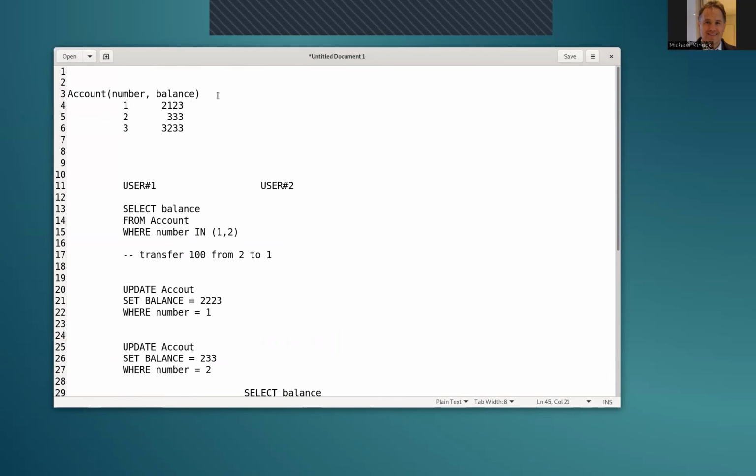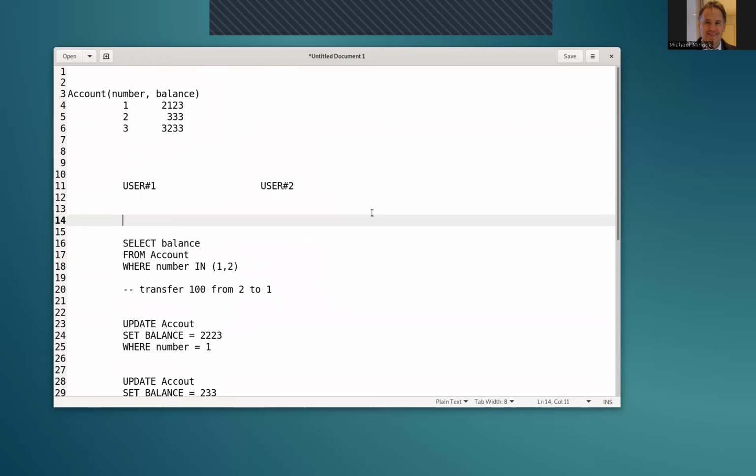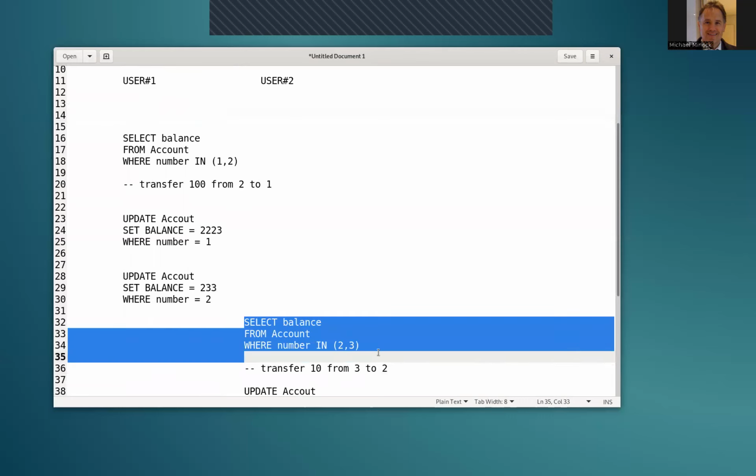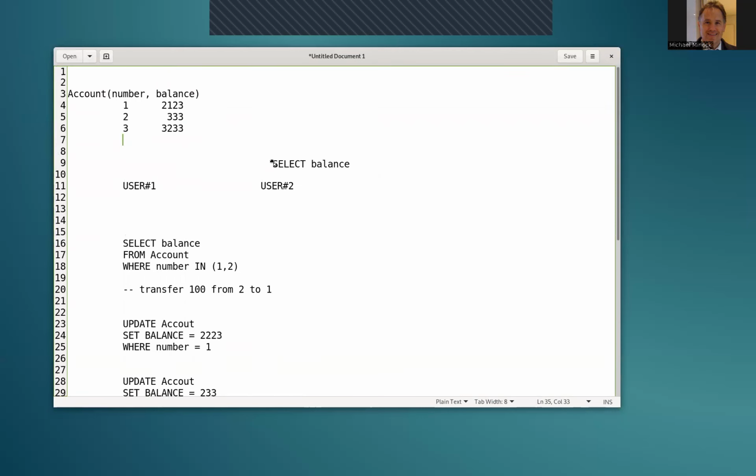Now, if we did the following, however, these are serial because user 1 goes first and then user 2. Okay, but if we did the following, we move this up here.